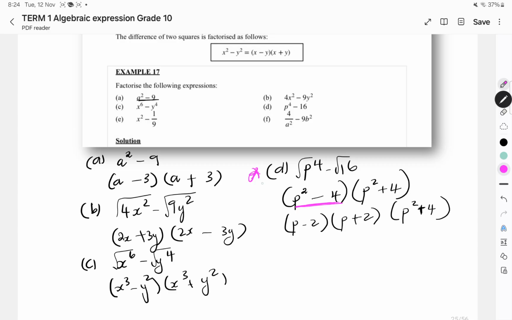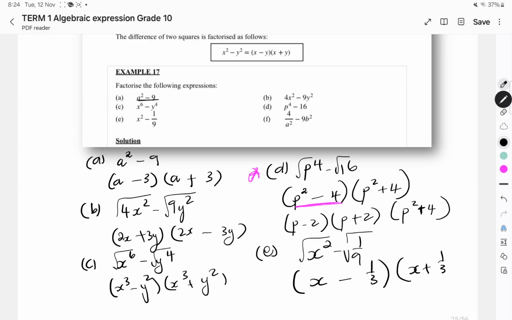Also, this is one that they love to ask. Number E, I'm having x squared minus 1 over 9. Okay. I don't have a common factor. I see, oh, these are two squares. So square root. This will then be x minus 1 over 3, x plus 1 over 3.